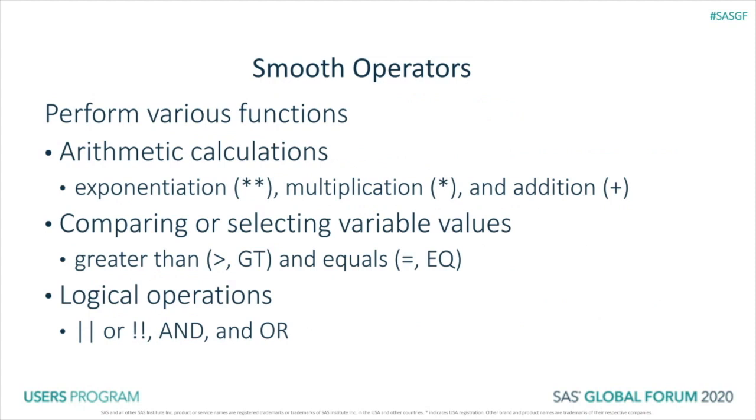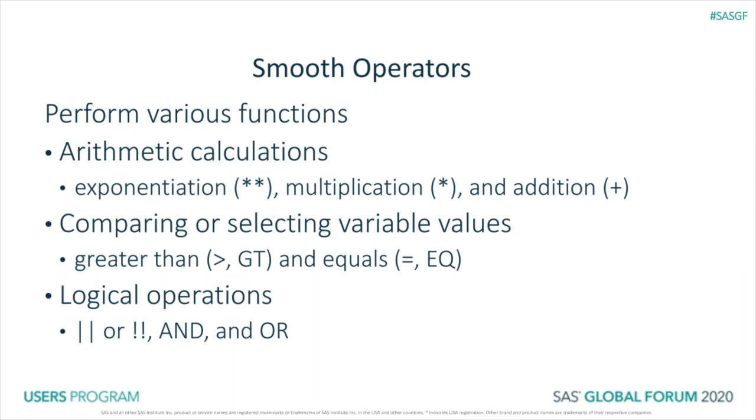SAS operators are used to perform a number of functions: arithmetic calculations, comparing or selecting variable values, or logical operations. Operators are loosely grouped as prefix, for example, a sign before a variable, or infix, which generally perform an operation between two variables. Arithmetic operations using SAS operators may include exponentiation, multiplication, and addition, among others. Comparison operators may include greater than and equals, among others. Logical or Boolean operators, such as AND, OR, and NOT, serve the purpose of grouping SAS operations.